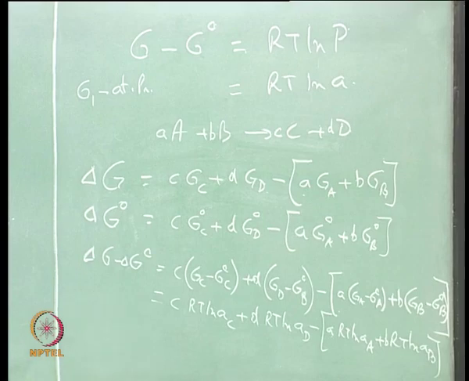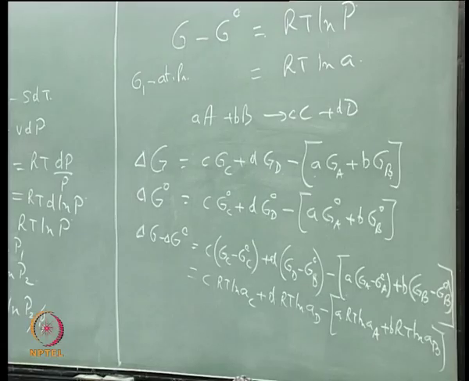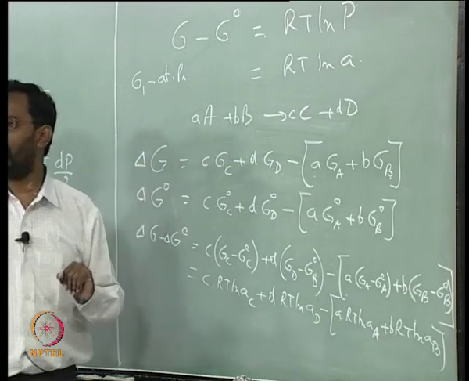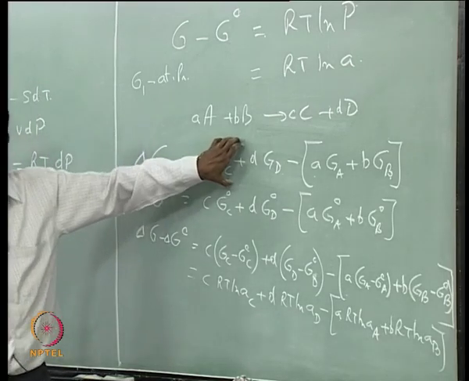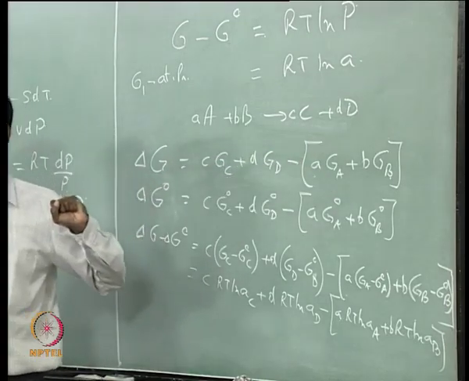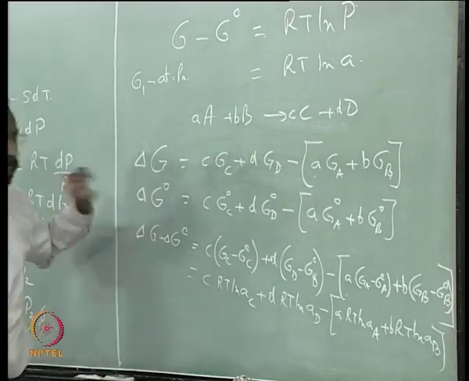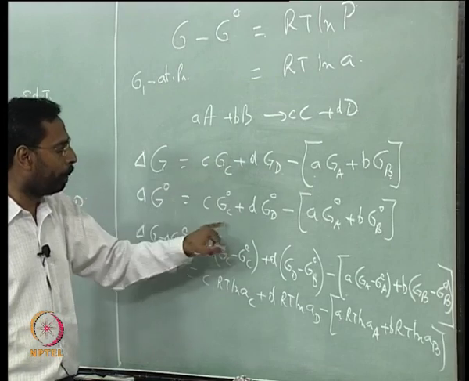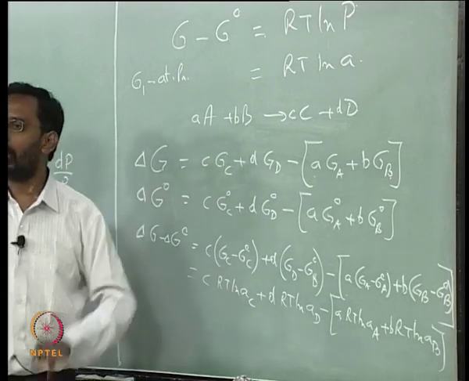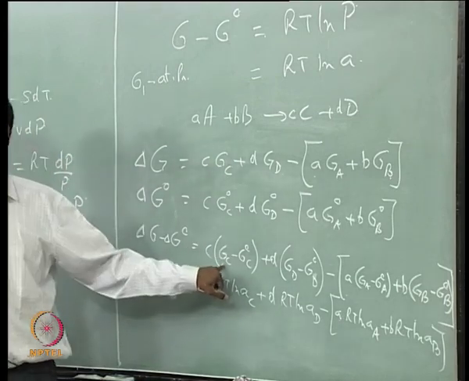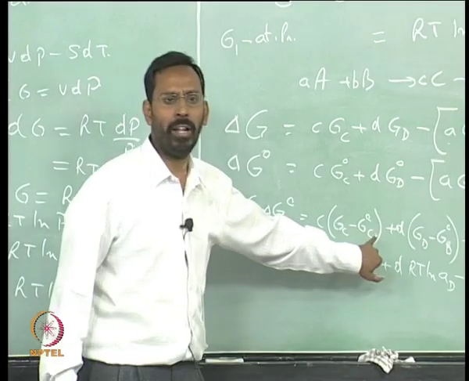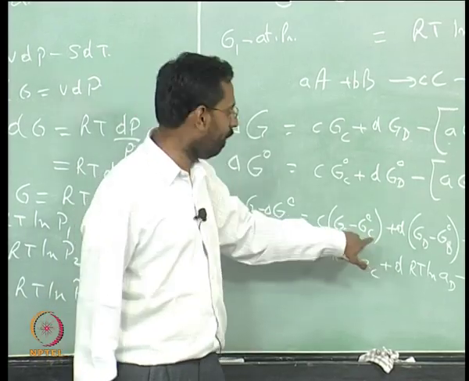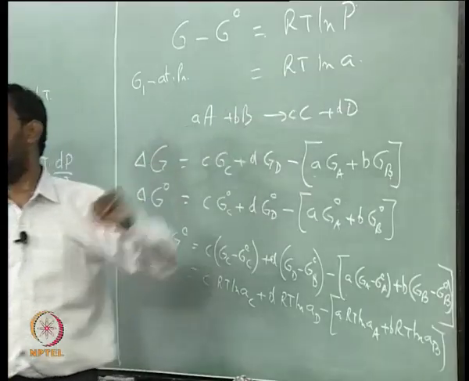Am I right? Any confusions? We simply looked at the free energy change of the reaction, we took it as products minus reactants, and then we looked at the same free energy change at the standard state. The difference between the two brings out that there is a component which is the free energy at any given condition minus the free energy in the standard state, and this difference is always RT ln A.